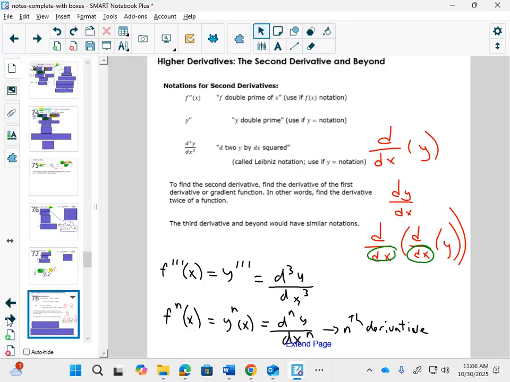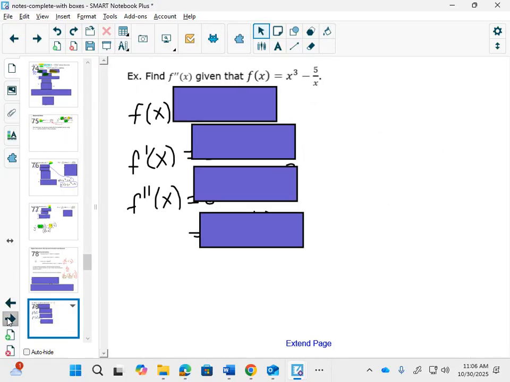Okay. So, find f double prime. And we're given f of x. So the first thing you always do when you're looking at a derivative is decide, is this in forms that I have shortcuts for? The x cubed, definitely can use the power rule. The minus 5 over x, you have a choice. You can either use the quotient rule, not recommended, or you could move that x to the top and make it an x to the minus 1, so you could use your power rule again.